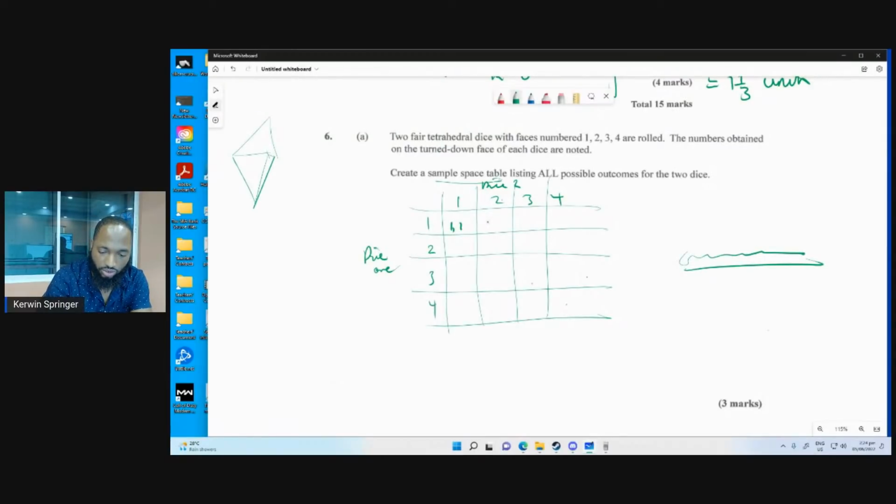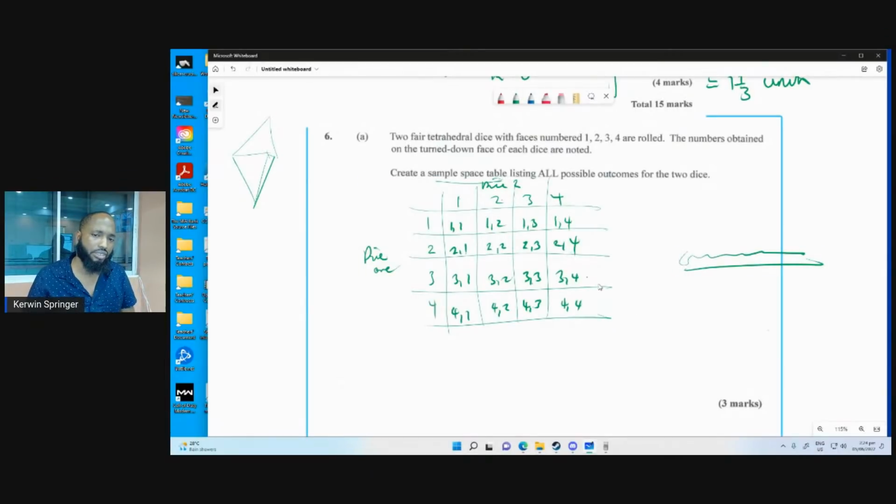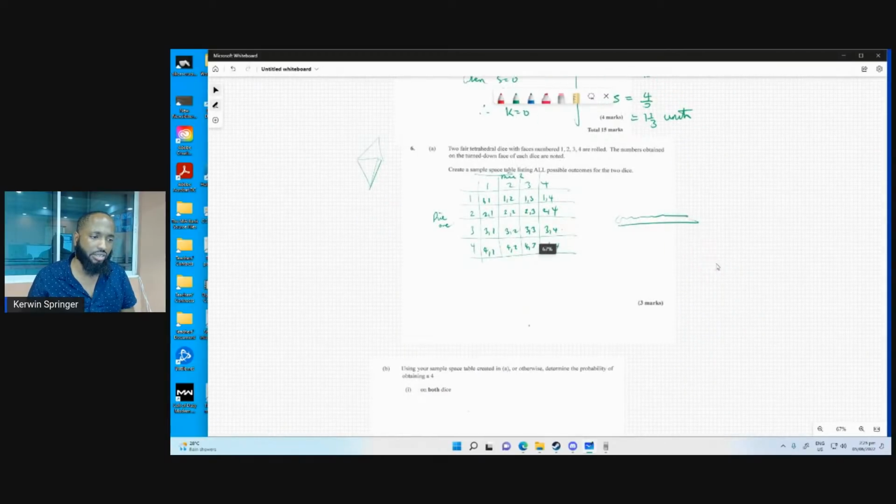And this will be 1,1; 1,2; 1,3; 1,4; 2,1; 2,2; 2,3; 2,4; 3,1; 3,2; 3,3; 3,4; 4,1; 4,2; 4,3; 4,4. This making sense, Joe? Why isn't it chat if you understand? So that's the probability space sample table. Does it look like that?